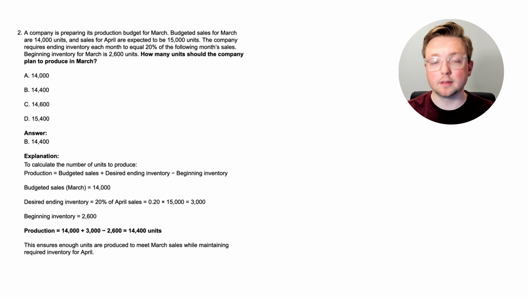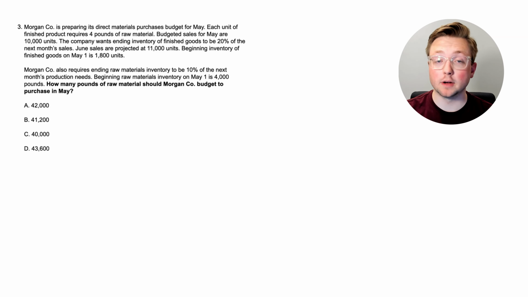Now let's go to the next question. All right, here we are at question 3. How many pounds of raw material should Morgan Co. budget to purchase in May? Let's go up to the top. Morgan Co. is preparing its direct materials purchases budget for May. Each unit of finished product requires 4 pounds of raw material.